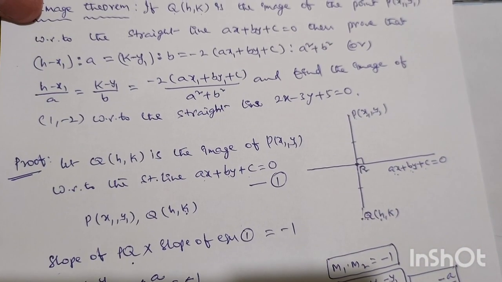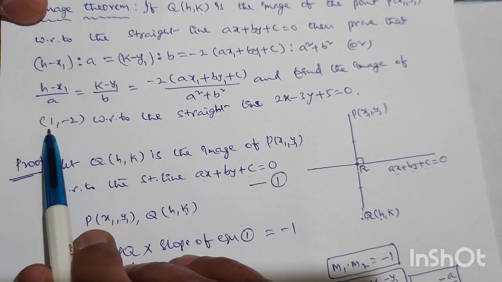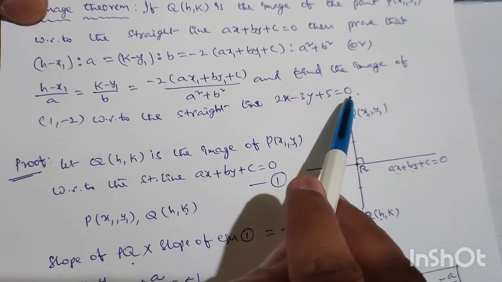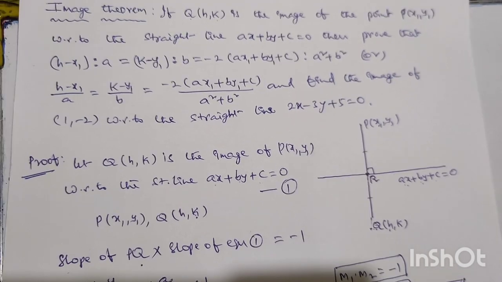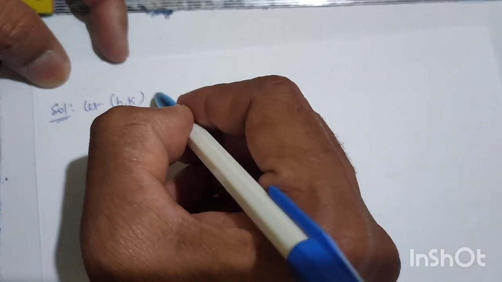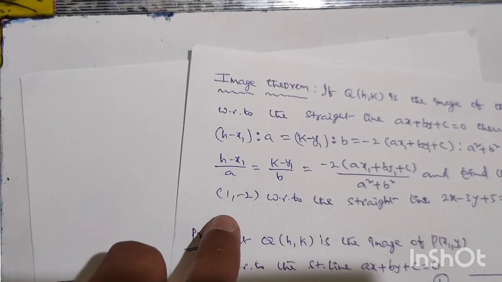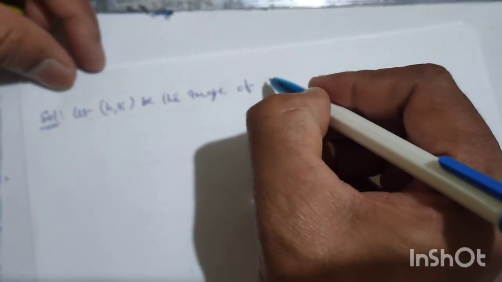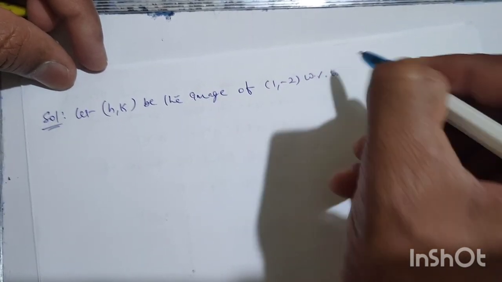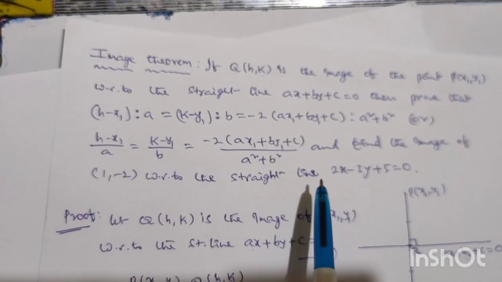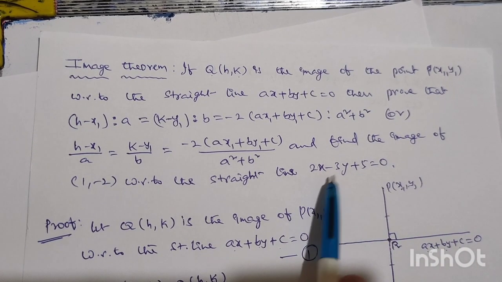Next. Find the image of 1 comma minus 2 with respect to the straight line 2x minus 3y plus 5 equals to 0. So find the image. Solution. Let h comma k be the image of point 1 comma minus 2 with respect to the line, that is 2x minus 3y plus 5 equals to 0.